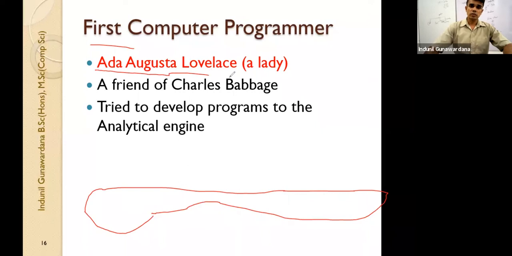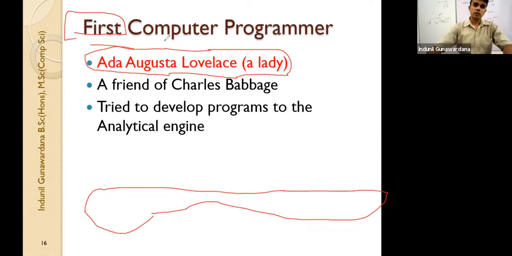What is the importance? This is a lady who is treated as the first computer programmer in our entire computer history. The first programmer in the world is Ada Augusta Lovelace, a friend of Charles Babbage. She wanted to develop programs for the analytical engine. The analytical engine was invented by Charles Babbage, and for that machine, the programs were written by Ada Augusta Lovelace.